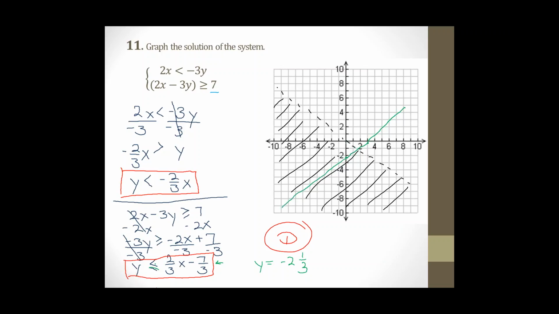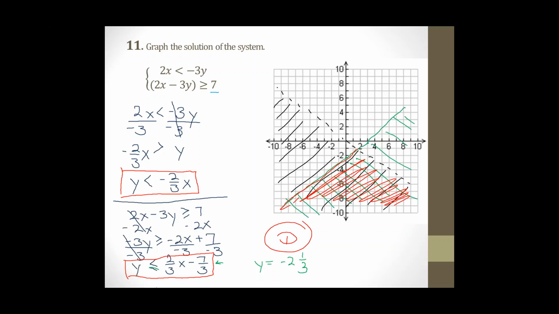And then it says y is less than or equal to, so the numbers that are less than right here is below, so I will be shading it below. And my solution is where you see the two colors on top of each other, which would be this area with the two colors. So that would be the solution.